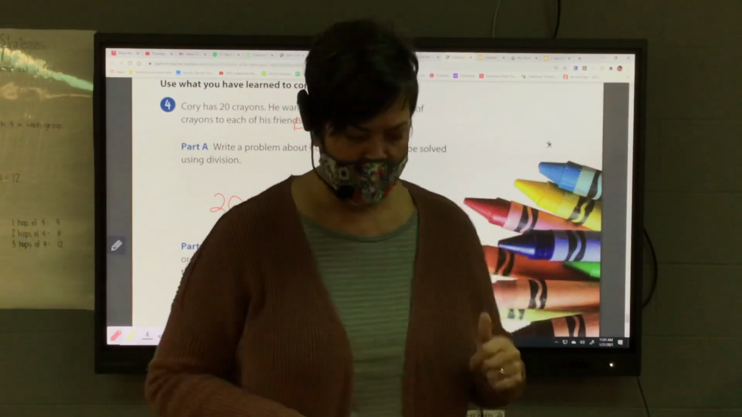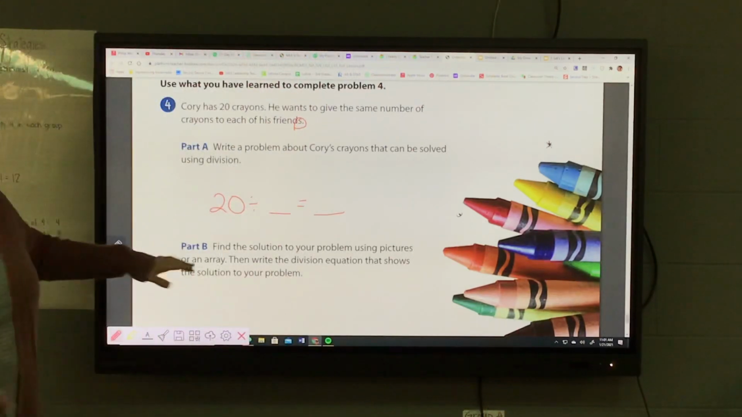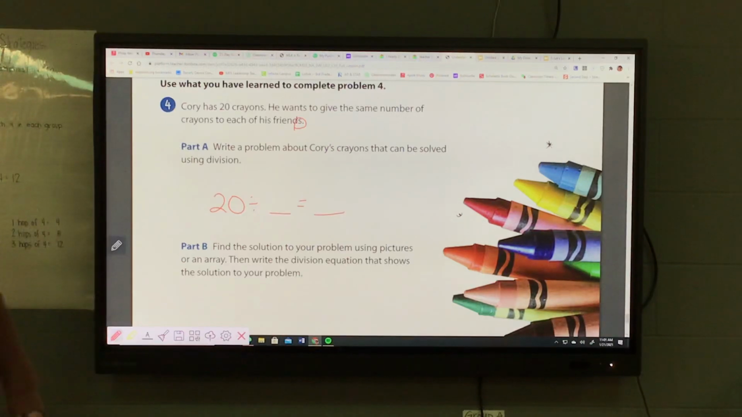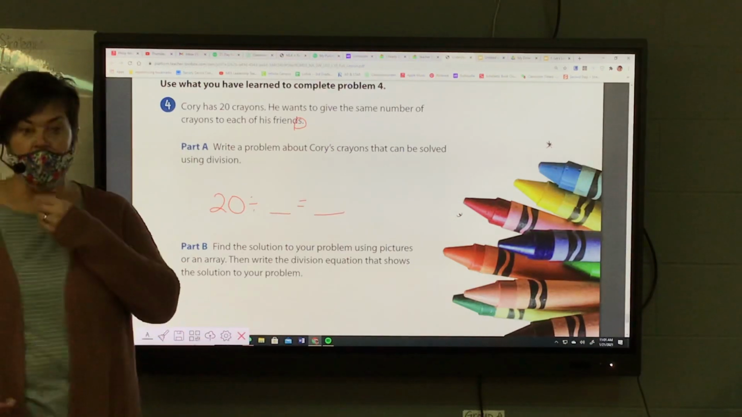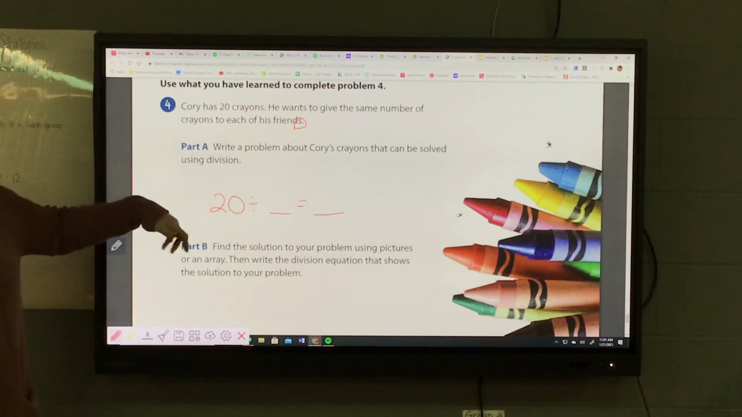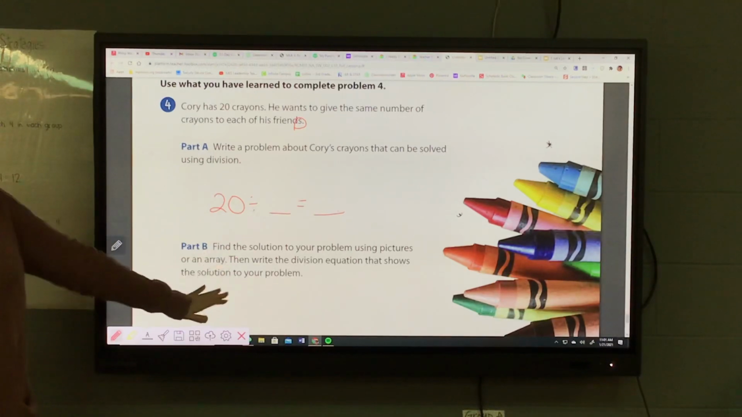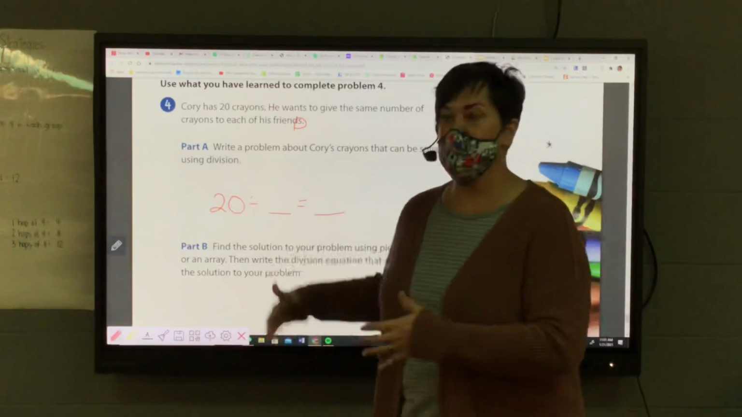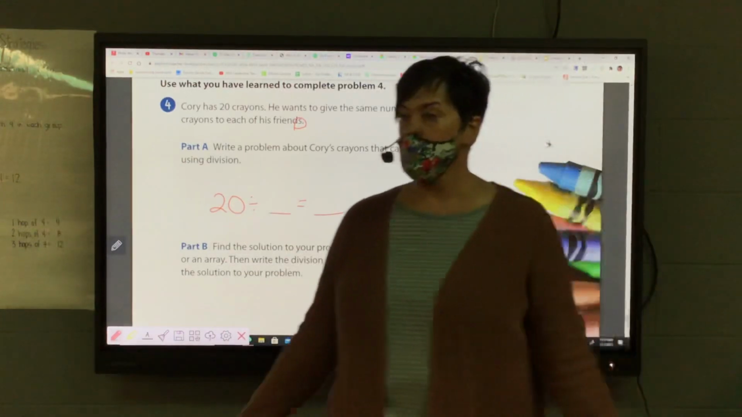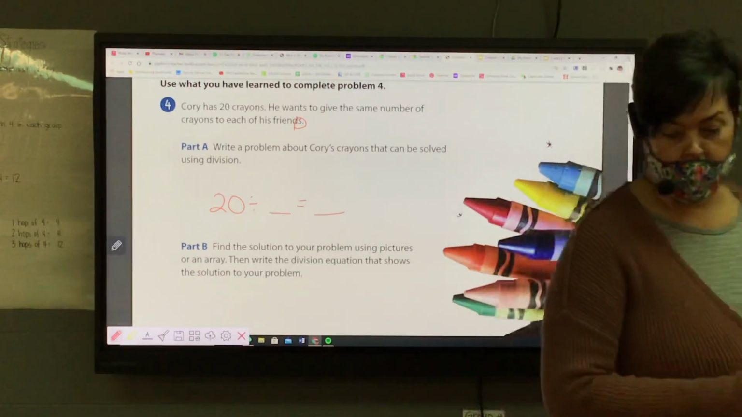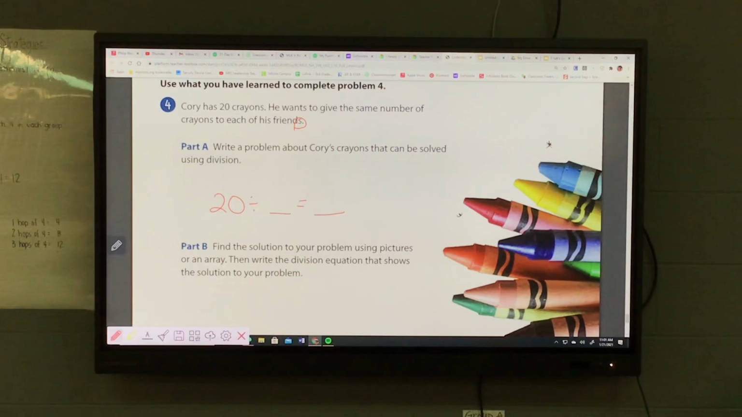Okay, look down at part B. It says find the solution to your problem using pictures or an array. We already wrote the division equation up here, so don't worry about that. So go ahead and you're creating a picture to show how you would divide this out. So could you do equal groups? Yes. Like they said, you could also do an array. So draw your picture to show how you're dividing that for part B.